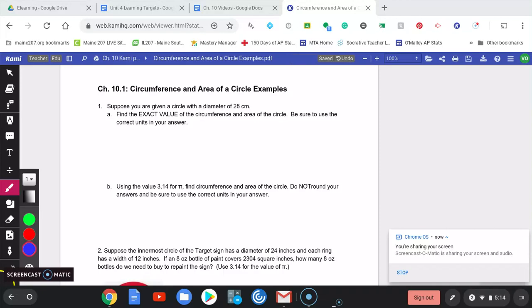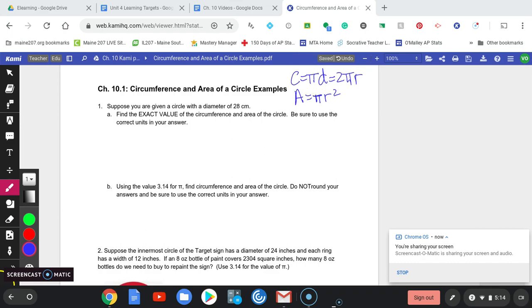Right, so now we're going to do some area and circumference examples like you'll see in Alex. Circumference is equal to pi times diameter, or you can write it as 2 pi times radius. And then area is equal to pi times radius squared.